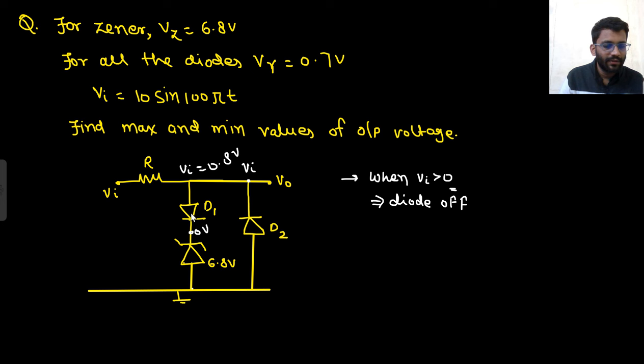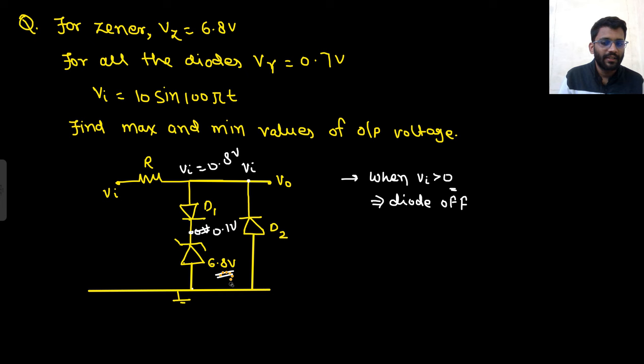N is having 0.1 volt, P is having 0 volt. What will happen? It will go into reverse bias. Will it go into breakdown region? No, it will not go into breakdown region. Why so? Because it is only having 0.1 volt. It actually needs 6.8 volt, right? So for 0.8 volt also it is turned off.